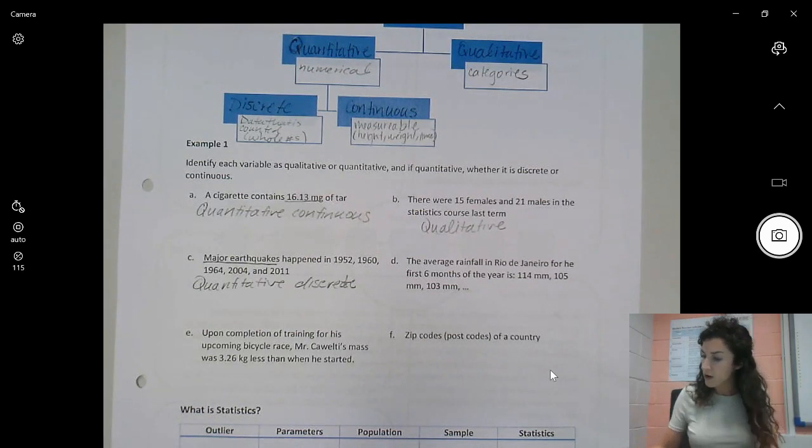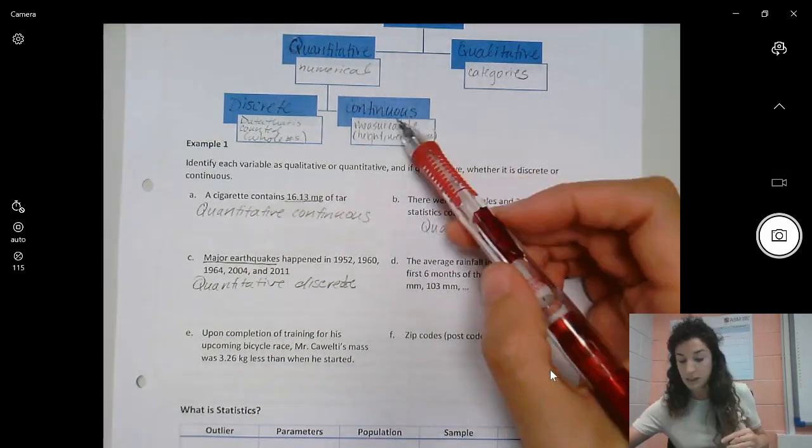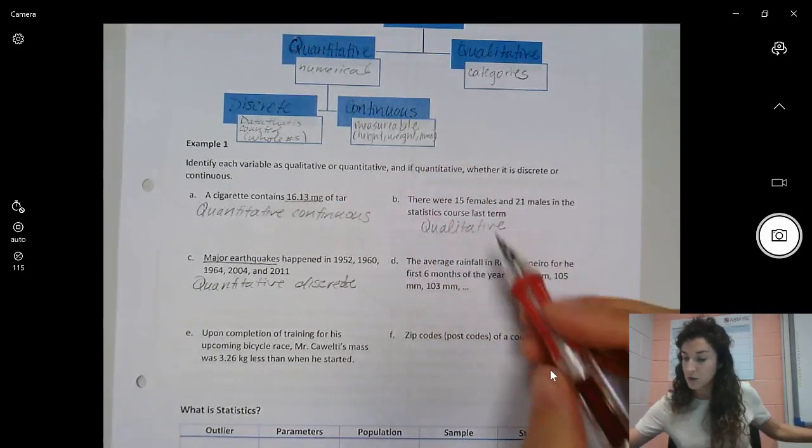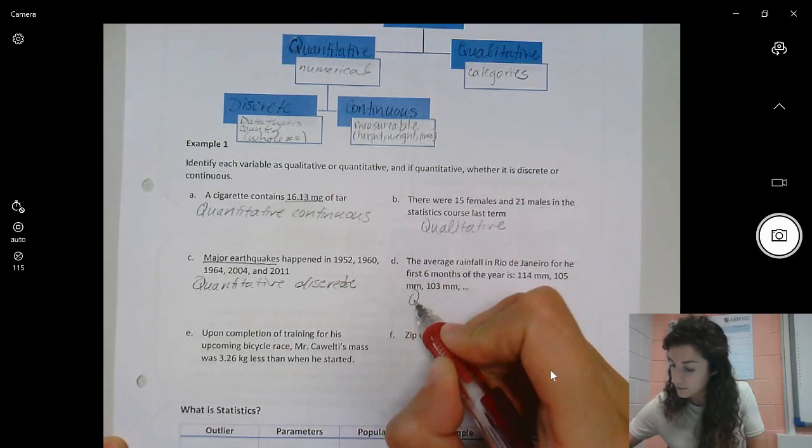The average rainfall in Rio de Janeiro for the first 6 months of the year: 114, 105, 103, and it goes on. We are measuring rainfall. You can have 0.5 millimeter of rainfall. So this is going to be measurable, so continuous quantitative.